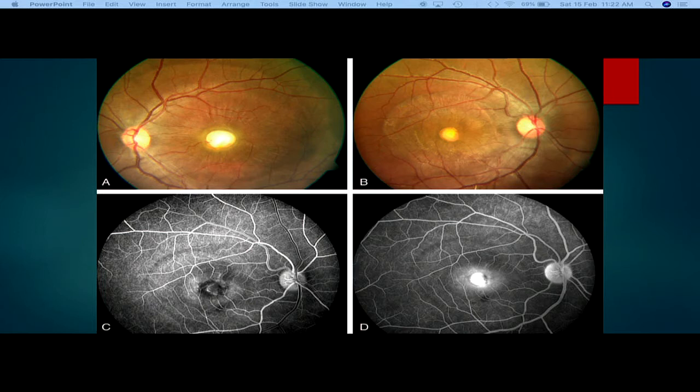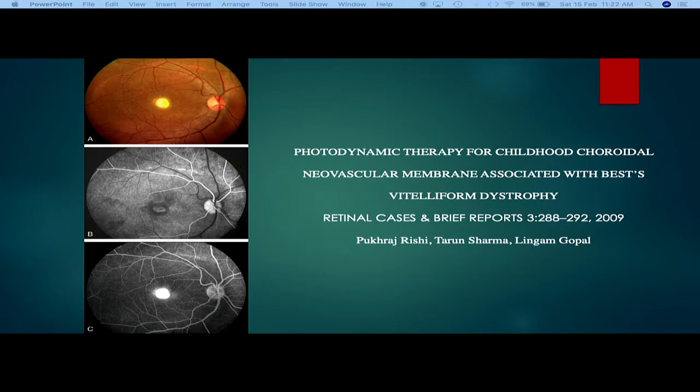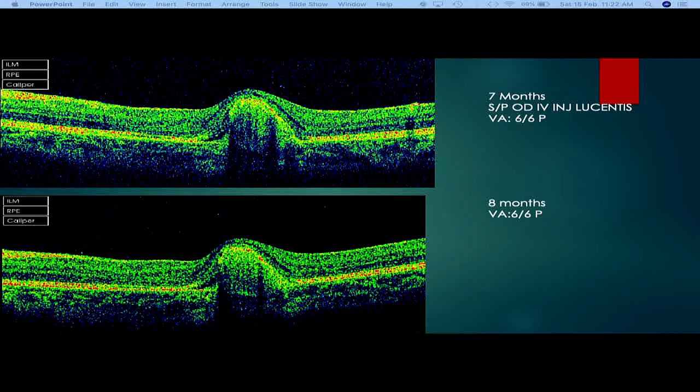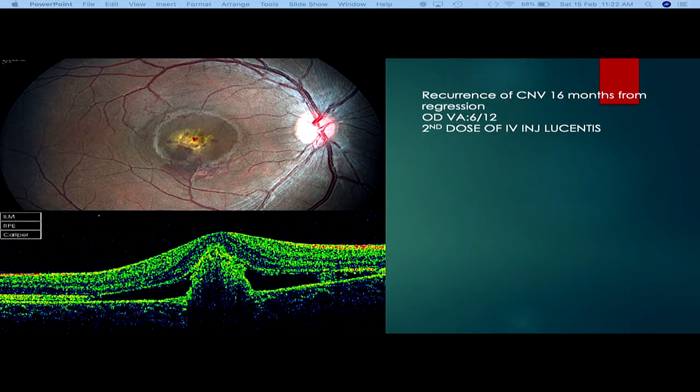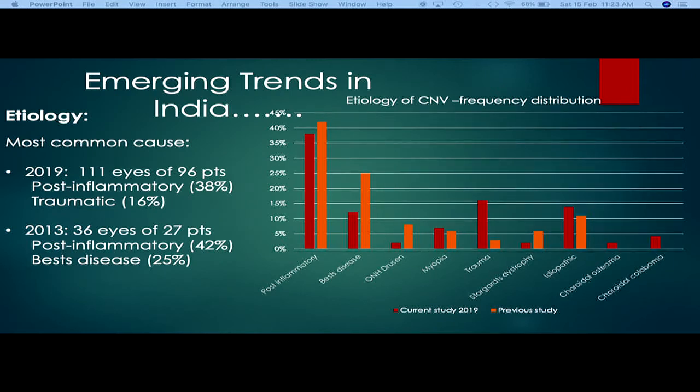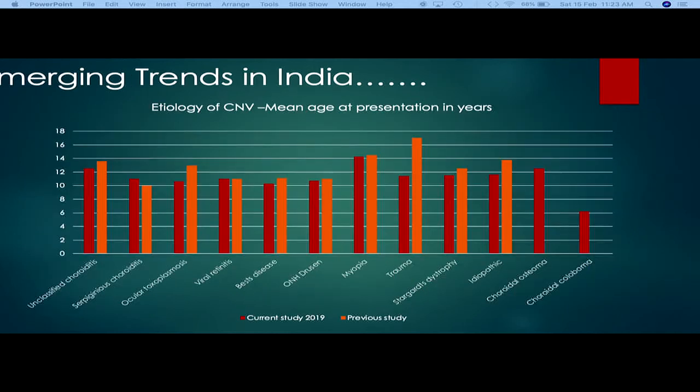Another case of Best's vitelliform macular dystrophy with active CNVM in the right eye, treated with PDT, and that was reported about 10 years back. Another case of vitelliform macular dystrophy was treated with anti-VEGF, and you can see both the modalities work. There was a recurrence at 16 months, but following 2 months post ranibizumab, the vision was restored. So the emerging trend is that Best disease, which was the most common cause when we analyzed our data, is now a less leading cause, but trauma and inflammation are still the leading causes.